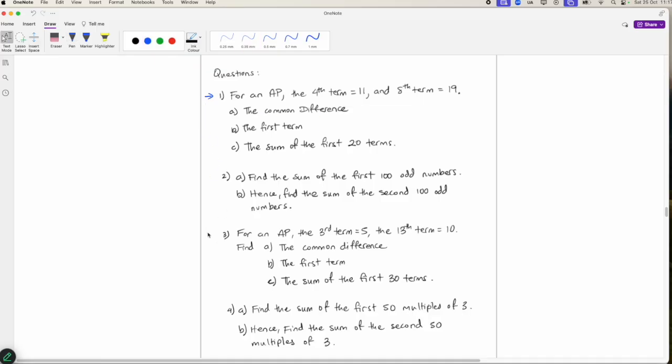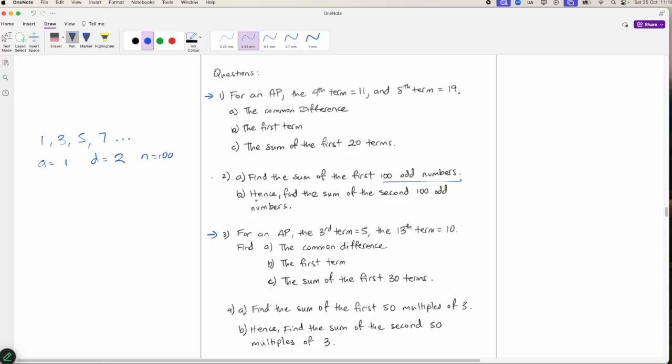This question and this question are very much like the questions we did before. But check number 2 out. You had to find the sum of the first 100 odd numbers. So what are the odd numbers? 1, 3, 5, 7, and so on. You know, your first term is 1, your common difference is 2, and your n will be 100. So you have to find the sum of the first 100 odd numbers.